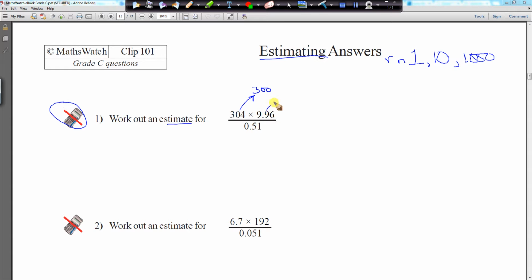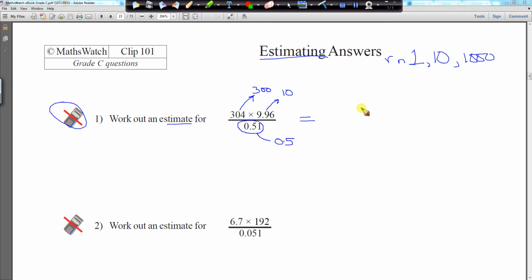Now let's look at 9.96. If I round that off to the nearest 10 or even the nearest whole number, I get myself a nice, lovely 10. 0.51. Now 0.51 is very close to a half. If you round to the nearest whole number, it will give us a totally different type of answer, so I'm trying to maintain the integrity of the question. 0.51, I'm going to round it to 0.5. 0.5 is not necessarily a chunky number. We'll show you how to deal with that in a second. Let's continue.